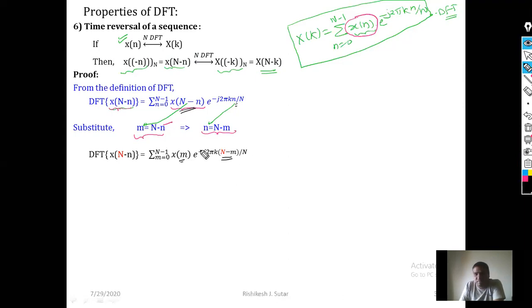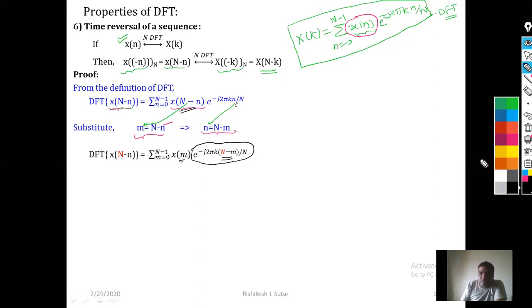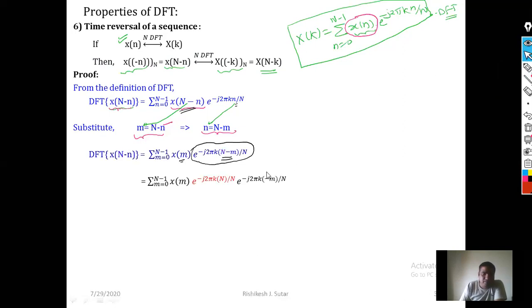So we can split this exponential part now. Then if you split it, what I will get is this: you can write e raised to minus j2 pi k capital N small n. So this n and this n will get cancelled. What remains is the second term, e raised to minus j2 pi k minus m capital N.